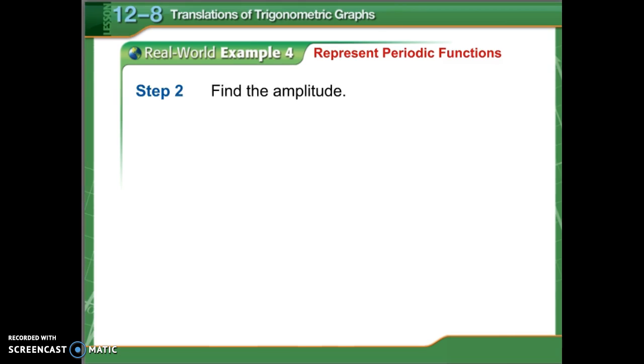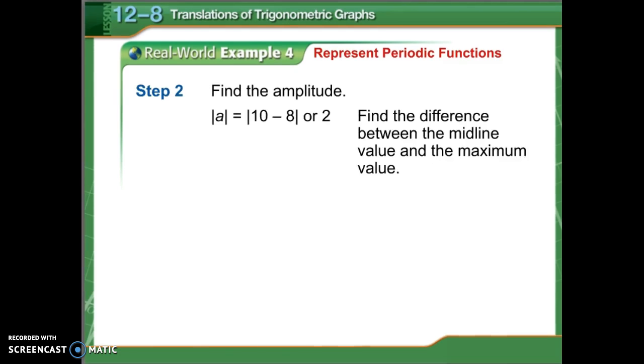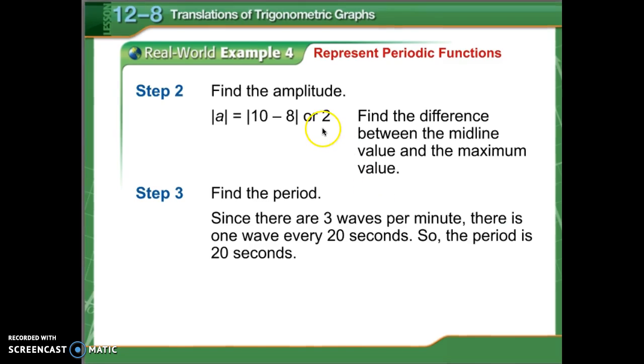The next thing that we're going to do is find the amplitude. If the midline is 8 and the waves go between 10 and 6, that means the amplitude is 2, because it's 2 units up to 10 or 2 units down to 6. Step 3, we're going to find the period. If there's 3 waves per minute, that means that there's 1 wave every 20 seconds, so the period is 20 seconds.